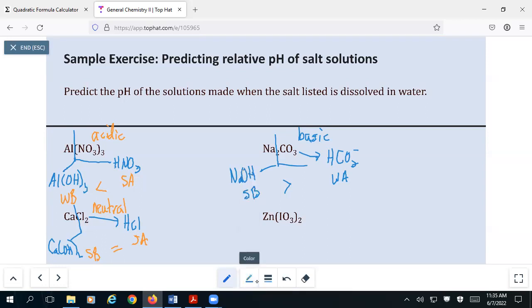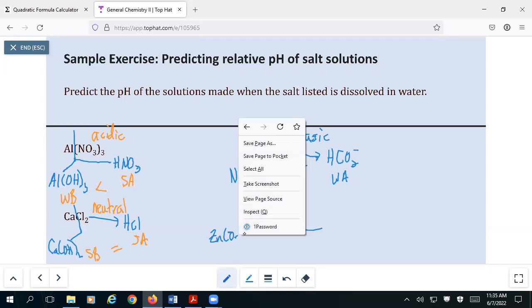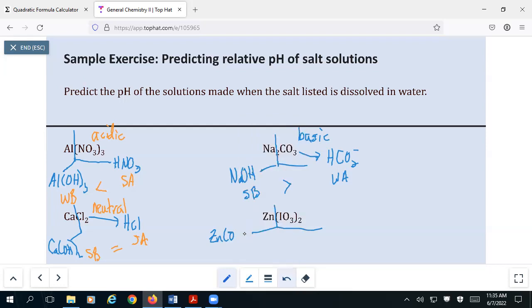For our last example, we've got zinc iodate. Zinc would come from zinc hydroxide, which we know to be a weak base. Iodate would come from iodic acid, HIO3, which is not on any of our lists as a strong acid, so we would have to consider it weak as well. We've got a chaos situation. Weak interacting with weak.